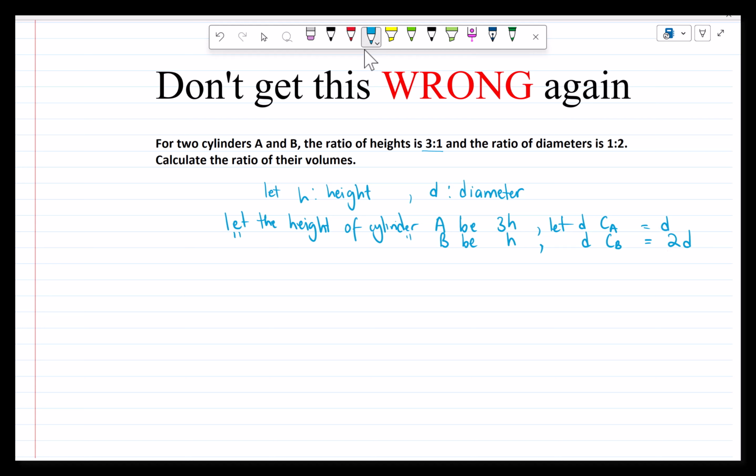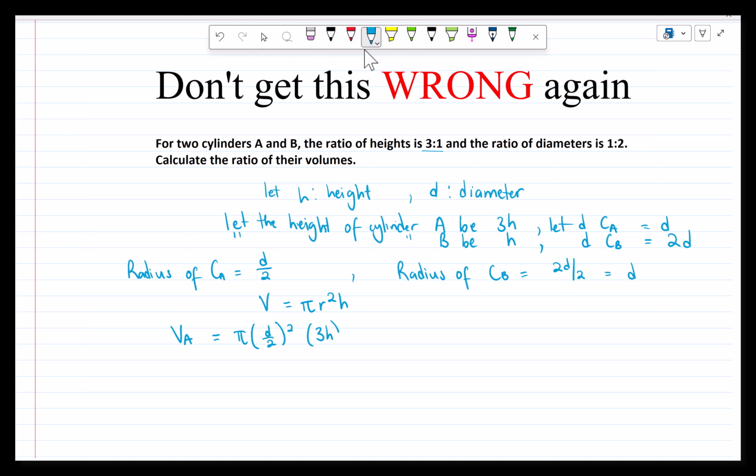Now moving forward, the radius of cylinder A is equal to d/2 because the radius is half of the diameter, and then the radius of cylinder B is equal to 2d/2, which gives us d. And to find the volume of a cylinder, our formula is V is equal to pi r squared h. For the volume of cylinder A, which I'll denote as VA, that is equal to pi, and then our radius, d/2 squared, multiplied by 3h, because that is the height.